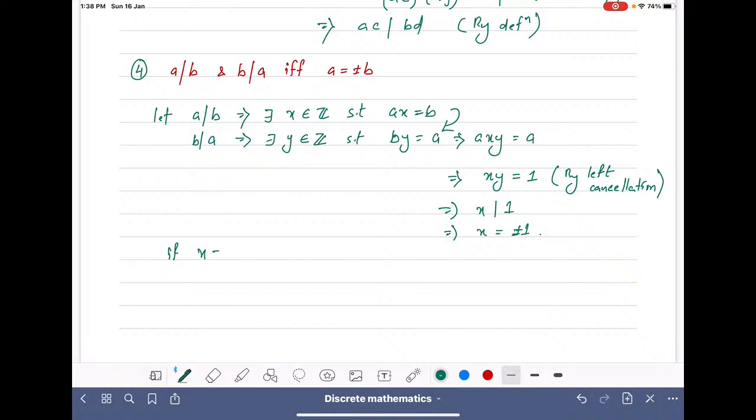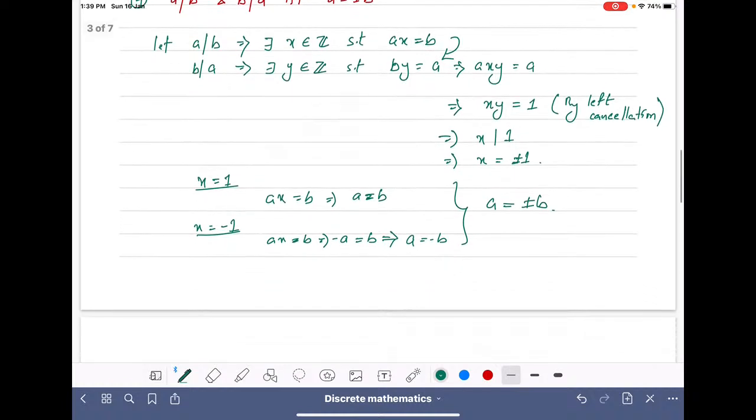So if x equal to 1, then ax equal to b implies a equal to b. When x equal to minus 1, ax equal to b implies minus a equal to b, or a equal to minus b. Both of these cases say a equal to plus or minus b. This is one way.